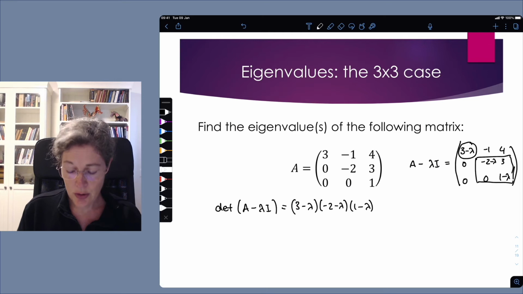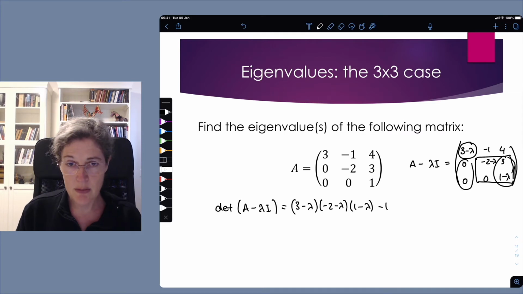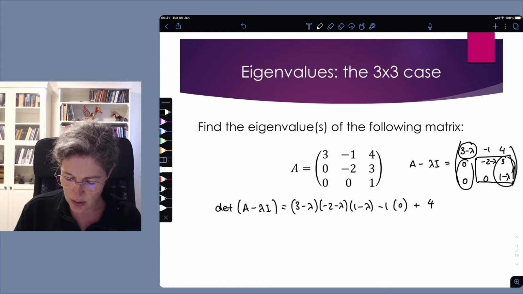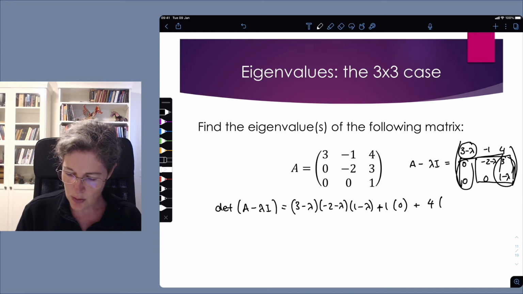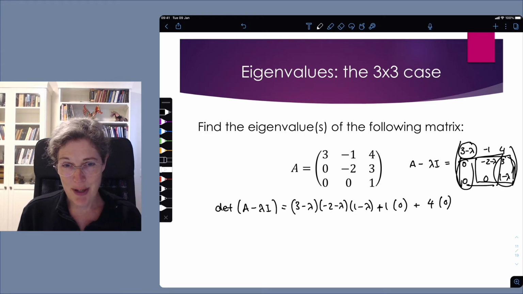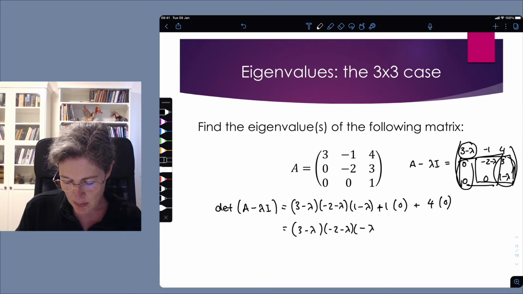And the joyful thing that you'll notice is next we should have -1 times the determinant of 0, 0, 3, 1 minus lambda, but that's 0 because we've got those zeros. And if you look at the next term, that should be +4, so that should actually be a plus. You'll find that the determinant of the 2 by 2 that we're interested in there, which is this one over here, is again 0. So in fact, our determinant for this 3 by 3 is straightforward. It's just 3 minus lambda, minus 2 minus lambda, 1 minus lambda.